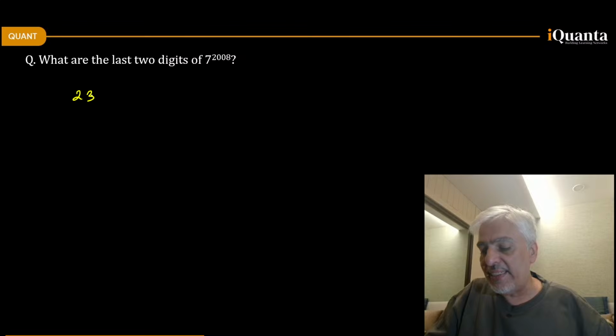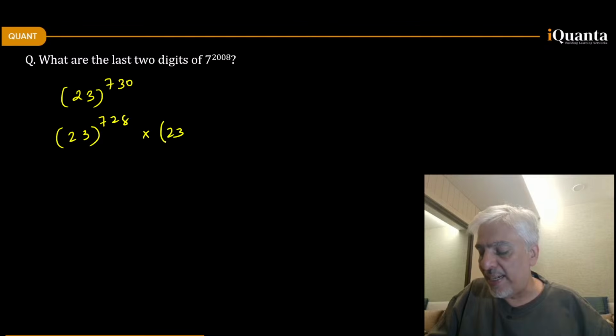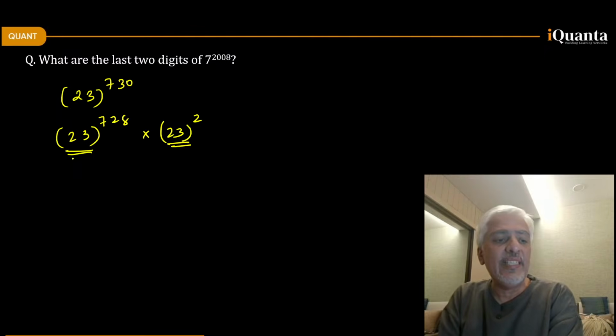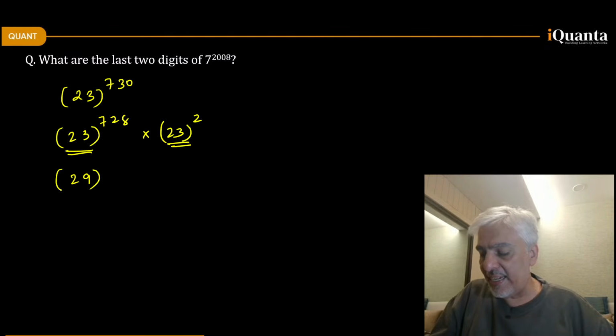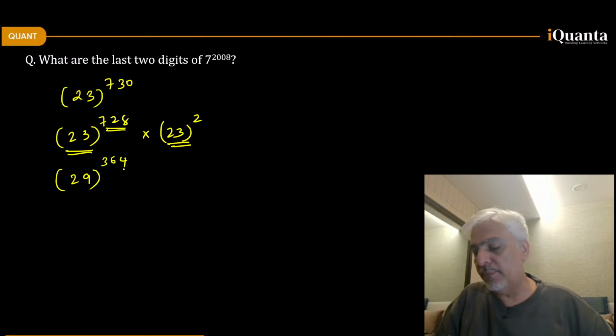So suppose it was 23 raised to 730, just for example. First you have to write this as 23 raised to 728 and 23 square separately. Don't touch the 23 square, solve the other part. 23 square is how much? 529. So 29 raised to half of this. Half of this will become 364. 29 square, last two digits are 41. 41 raised to 182.